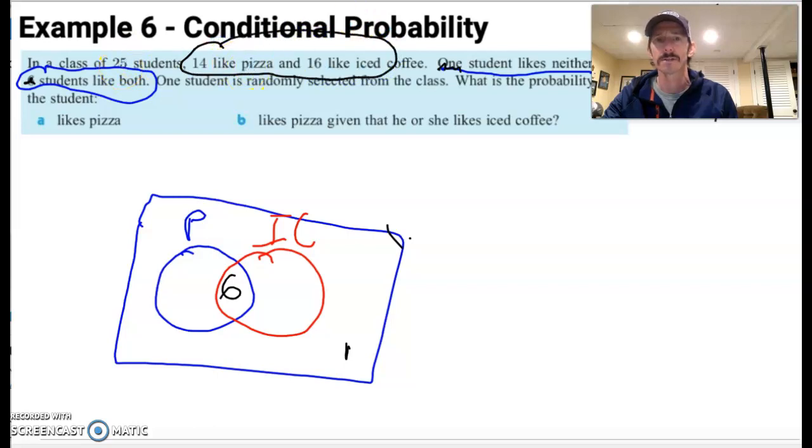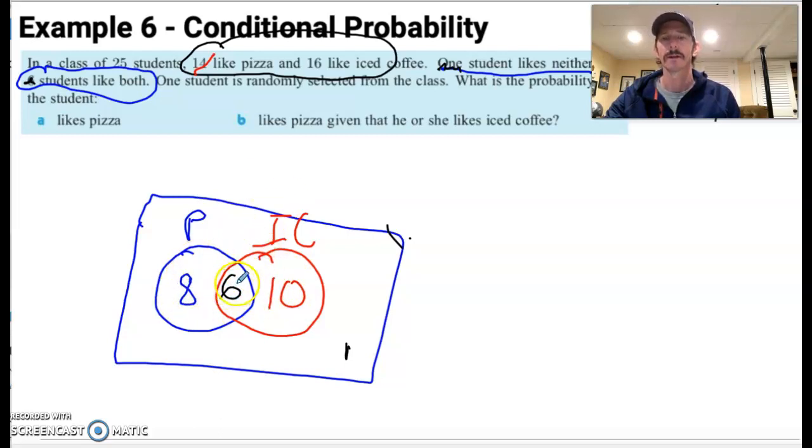6 kids in the middle. I have one student that doesn't like either, so that one kid I can put out here. Now I'm going to deal with these, and this is going to be my check at the end. So 14 like pizza, so the whole blue circle has to add up to 14. I can't put 14 here, or I would be telling somebody that there are 20 kids that like pizza. So this has to be 8, because together that has to make 14. And 16 like iced coffee, so the whole red circle has to add up to 16, so that has to be 10.